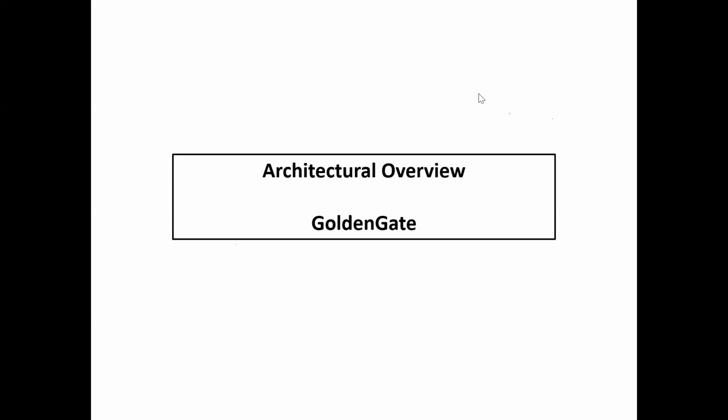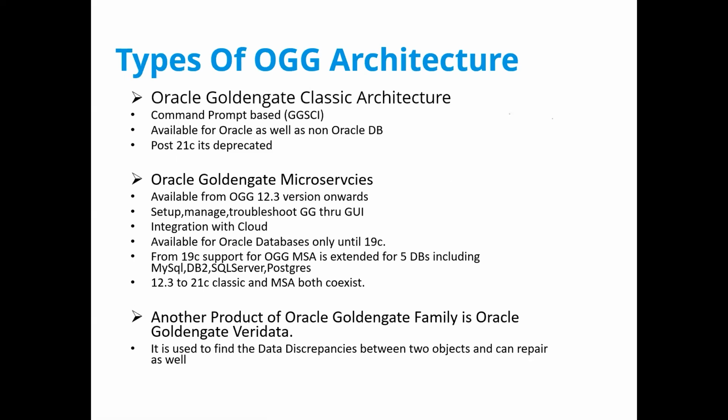Okay, so now let us discuss the different architectures available in Oracle Golden Gate. There is a question among a lot of people, what are the different available architectures in Oracle Golden Gate? So let me answer those. Oracle Golden Gate was initially introduced as Golden Gate in 1995. In 2009, Oracle took it over, and since then it is known as Oracle Golden Gate.